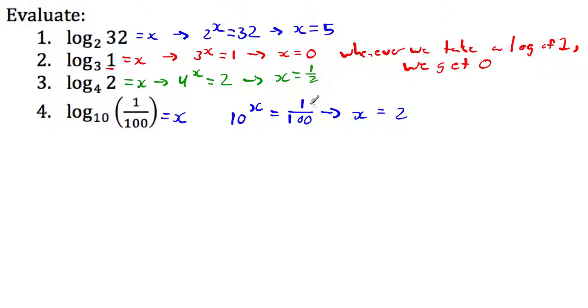But how did this move to the denominator? How did this become 1 over 100? That exponent must be negative. So we get x is equal to negative 2, because 10 to the negative second power is 1 over 100.